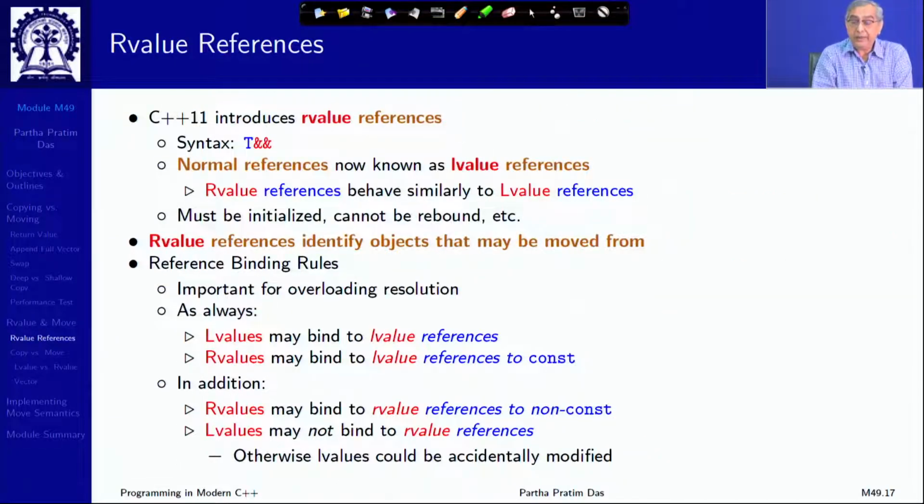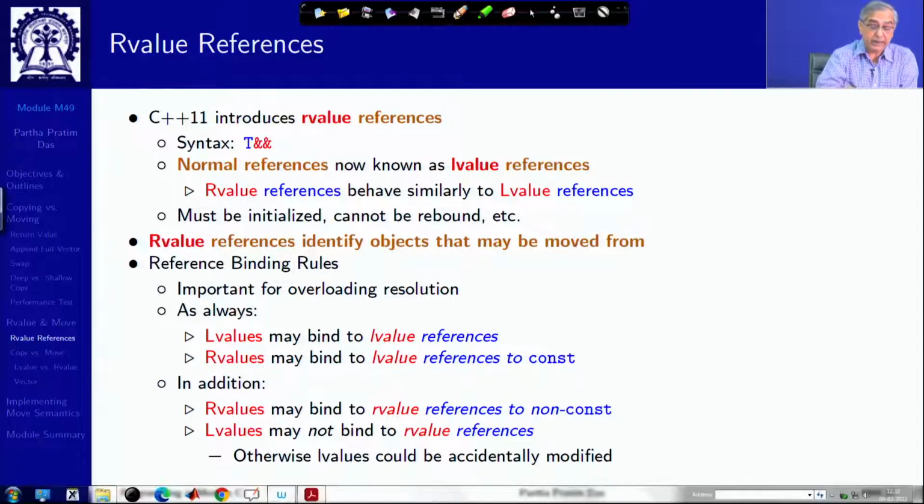So, to be able to detect that, a different kind of reference is introduced in C++. It is known as Rvalue reference. In the syntax, it just uses the ampersand twice. So, normal references, as we have known them, are now known as Lvalue references. Rvalue reference behaves very similar to Lvalue reference. If I hold an Rvalue reference to an object, I know that I can move from that object, that is, I should move from that object. So, Rvalue and Lvalue references can be used in overload resolution.